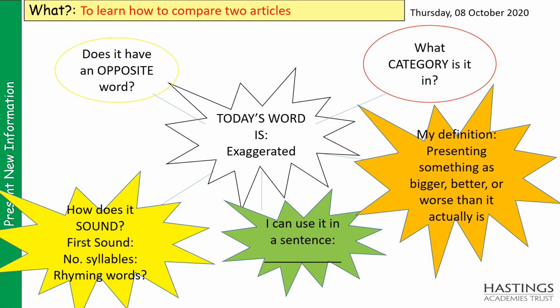So if you can go around the word map and write down what category it's in, so that's whether it's a verb, an adjective, or a noun. Try and think of an opposite word if you can. Write down how it sounds, so what's the first sound, how many syllables are there, and are there any rhyming words? And then try and use it in an example sentence. So pause the video now to give yourself a chance to do that, and then come back when you're finished.